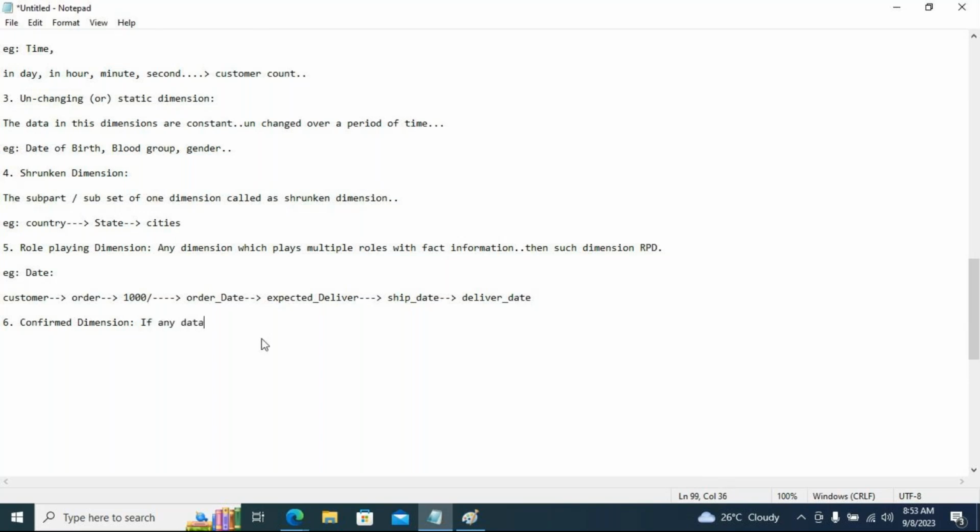If any data in the tables is commonly shared throughout the business area, such types of dimensions are called conformed dimensions. Take any enterprise.